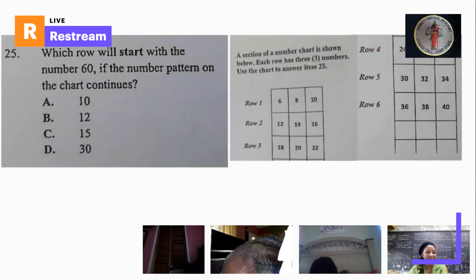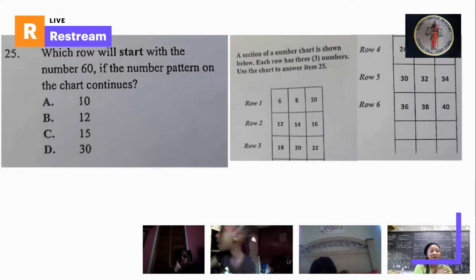Number 25. Which row will start with the number 60 if the number pattern on the chart continues? A section of a number chart is shown below. Each row has 3 numbers. Use the chart to answer item 25. So which row will start with the number 60?